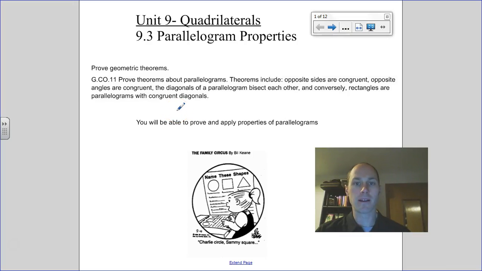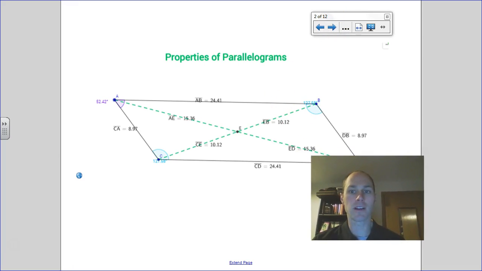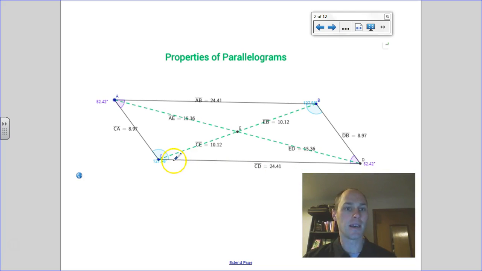Today we're going to talk about parallelogram properties, figure out what makes a parallelogram. Which of those characteristics give it the name parallelogram? So we'll talk about that today, and we'll first start off by just exploring in GeoGebra and figuring out what some of the properties of parallelograms have and always have.